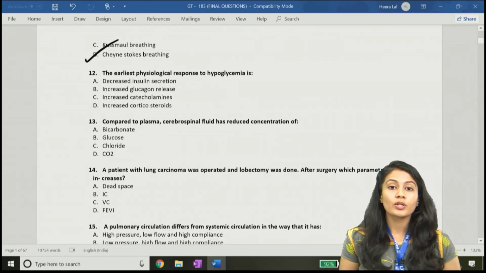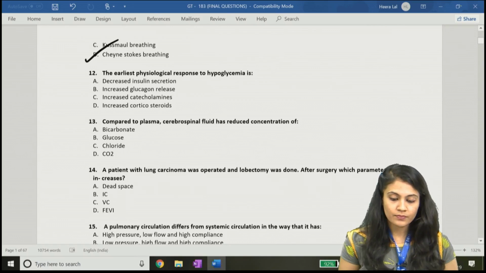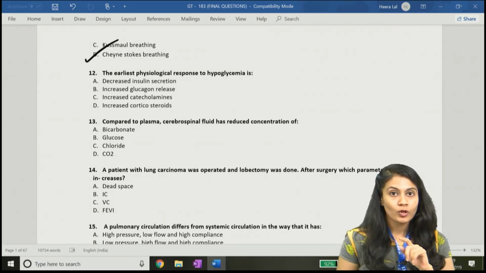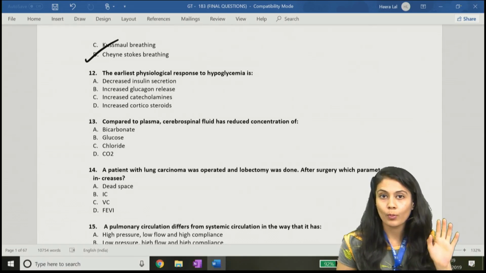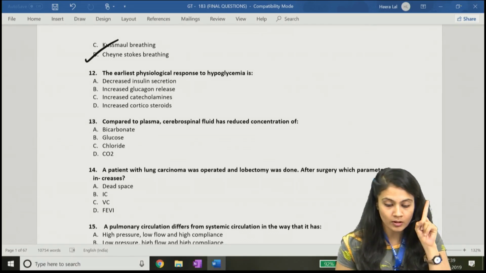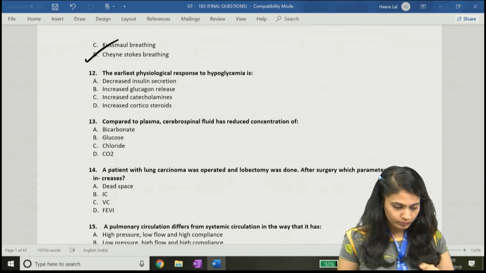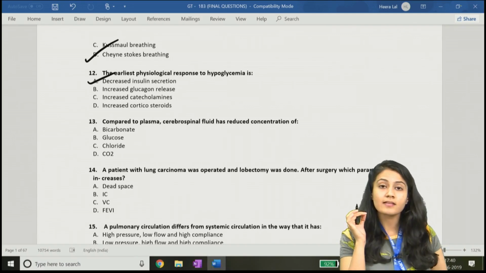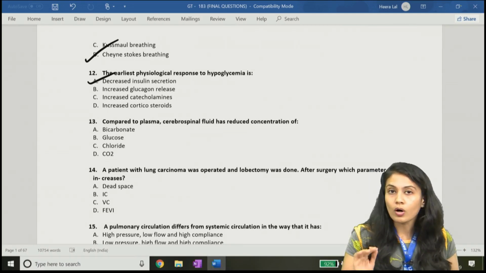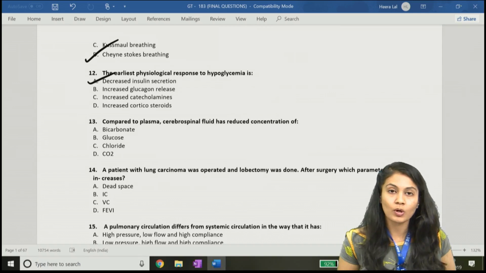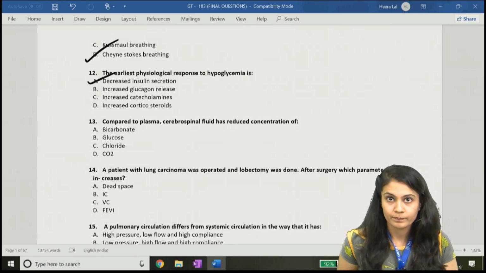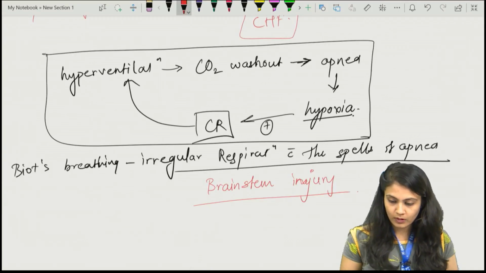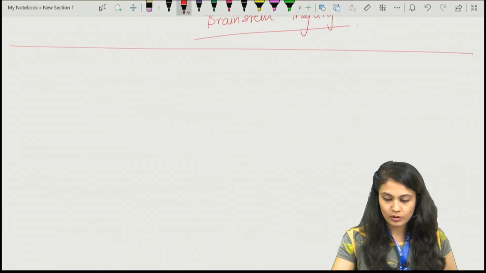Okay, moving to question number 12. The earliest physiological response to hypoglycemia. So remember, all hormones cause hyperglycemia except insulin. So option A is the answer to our question, decrease in insulin secretion. All other hormones are increased because they cause hyperglycemia, but the first change should be the decrease in insulin level.